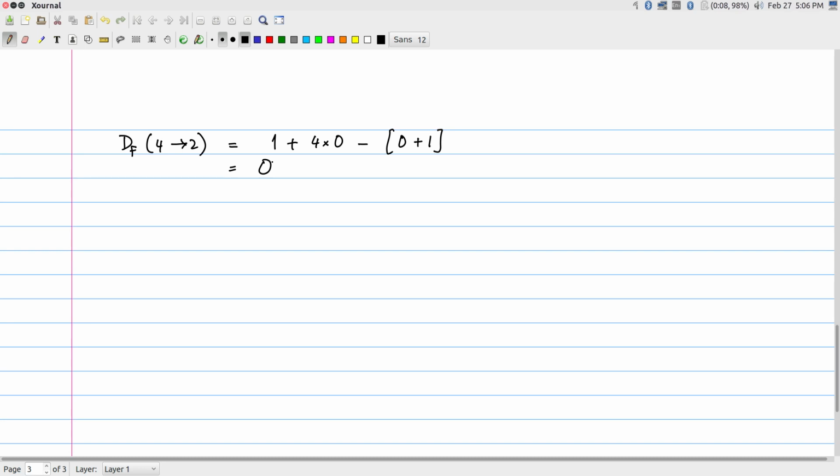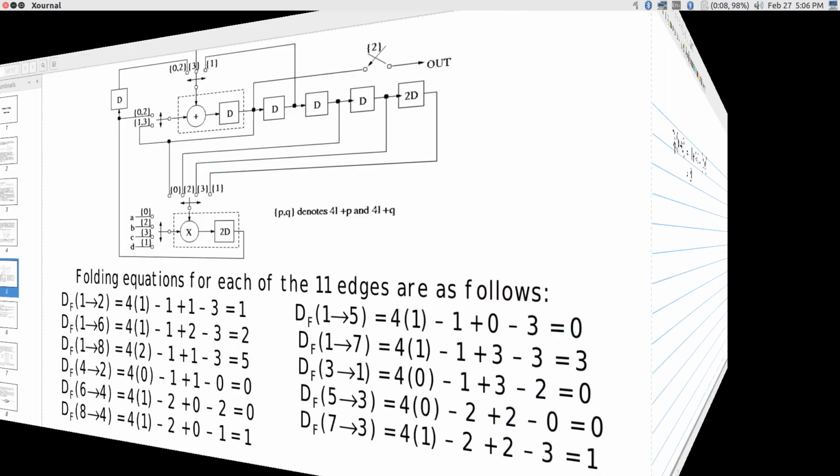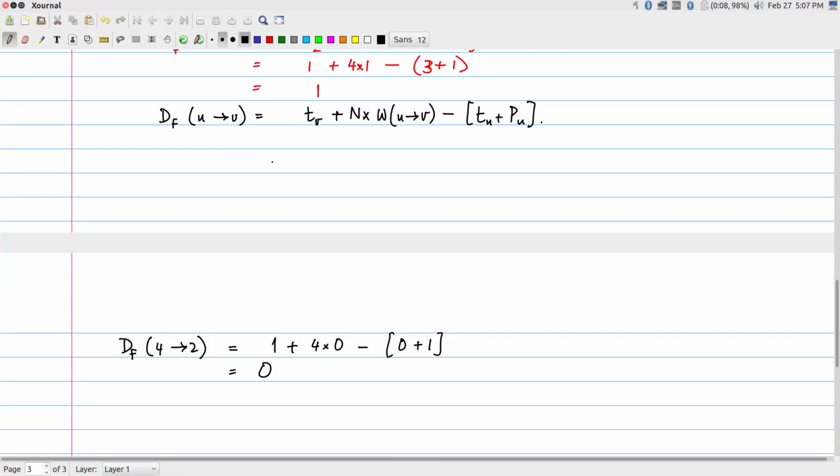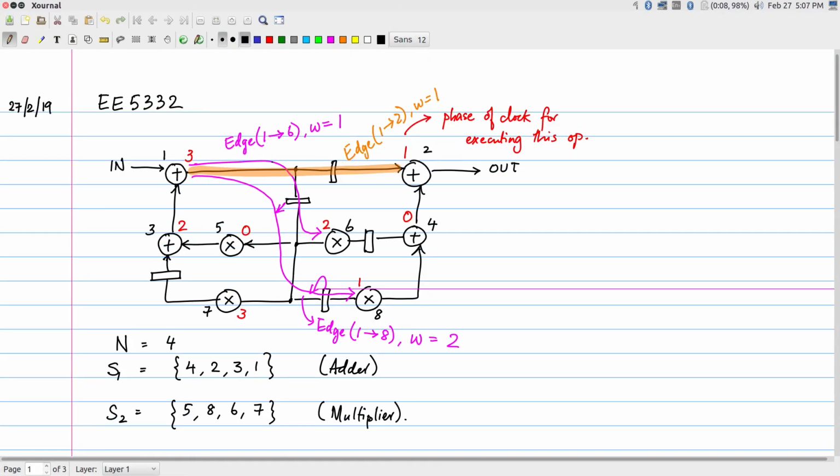What I would suggest that you do is, I have already uploaded the link to Professor Parhi's website, where one of the slides for chapter number 6 actually contains the details of the exact implementation for this biquad filter structure, right? So what I'm going to do is just pull that up over here, right? And over here what we can see is that the folding equations for every one of the 11 edges has been drawn. Okay, so let's just go back here and look at this.